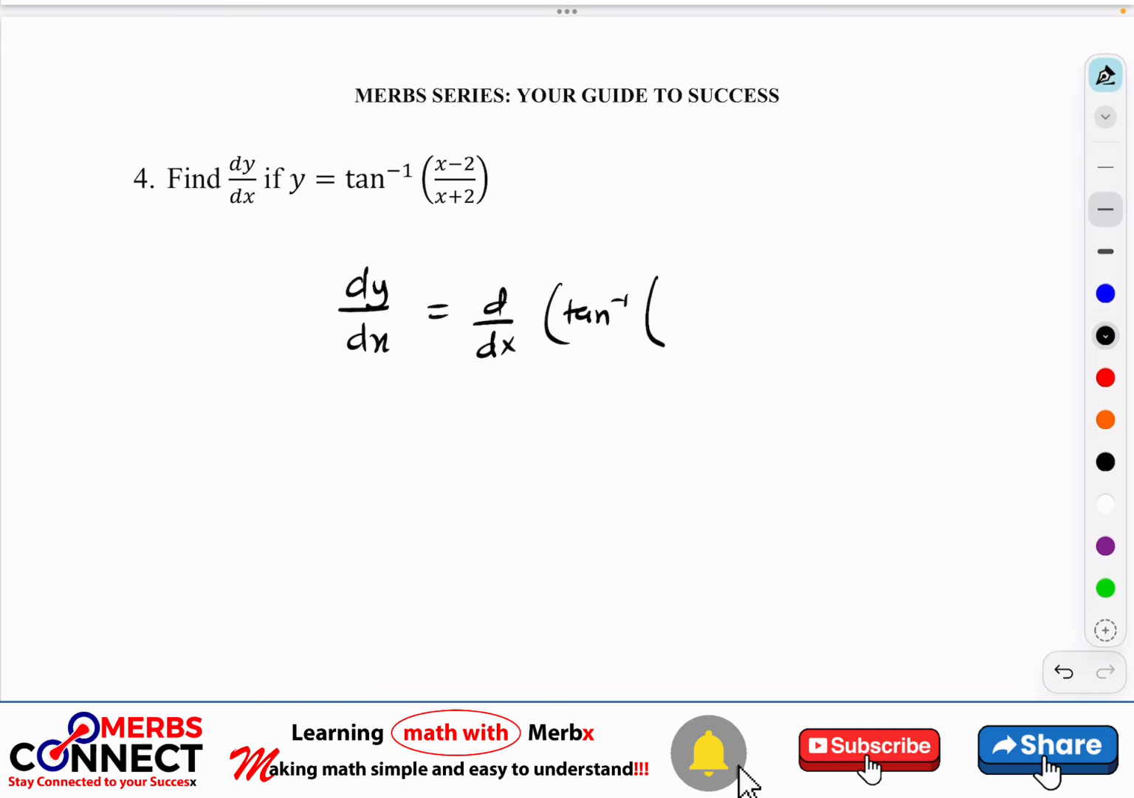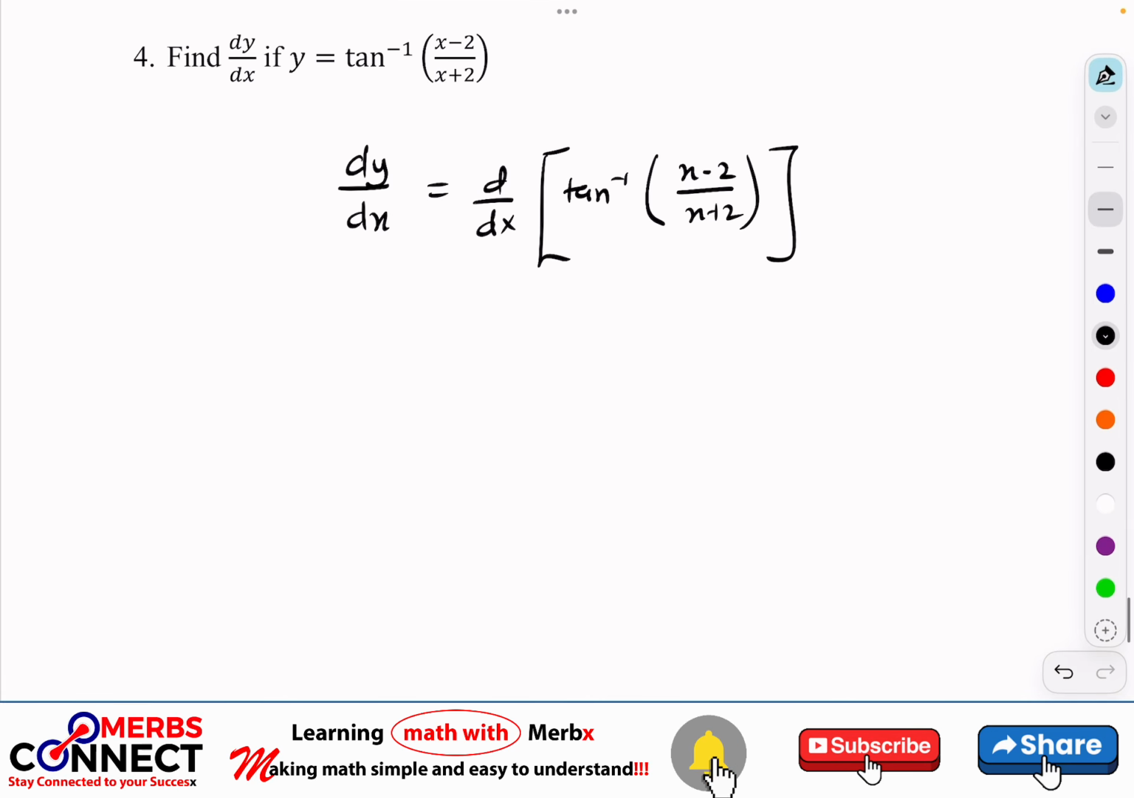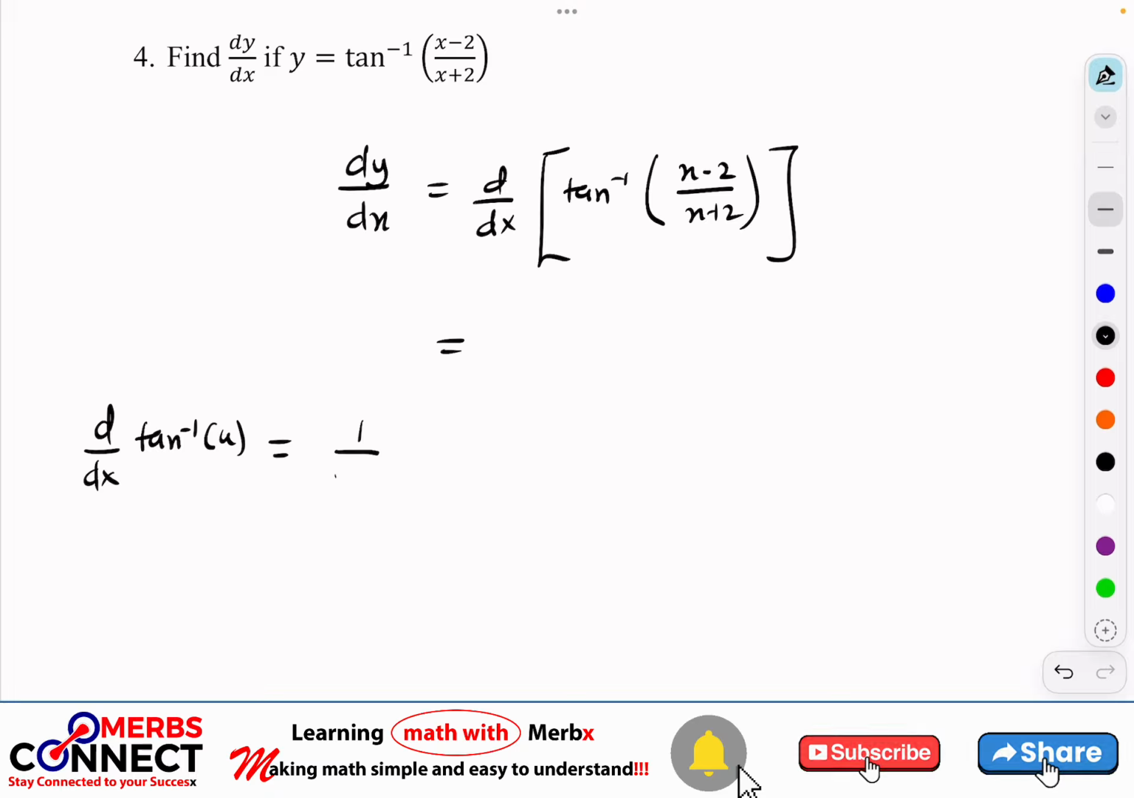tan inverse of, so let me use square bracket here, tan inverse of x minus 2 divided by x plus 2. Great. Now what can we do here? Okay, now we can make sure that we have tan inverse here. So here we have our function, tan inverse of u, which is equal to 1 divided by 1 plus u squared times u prime.